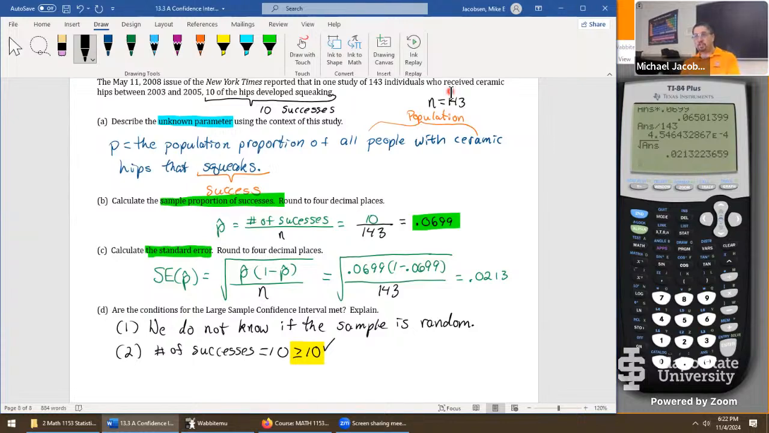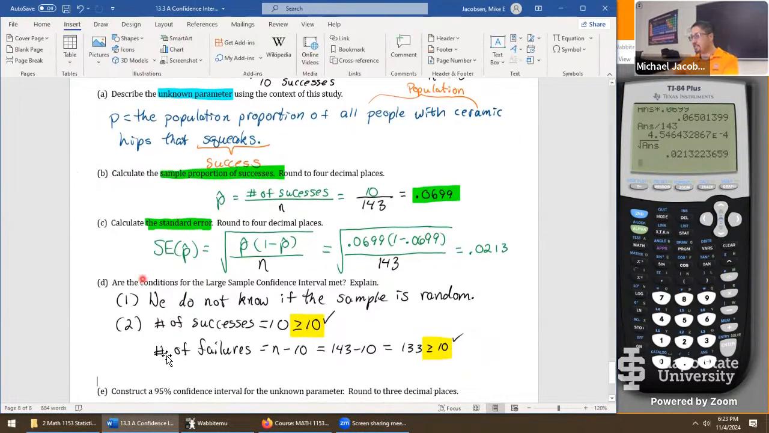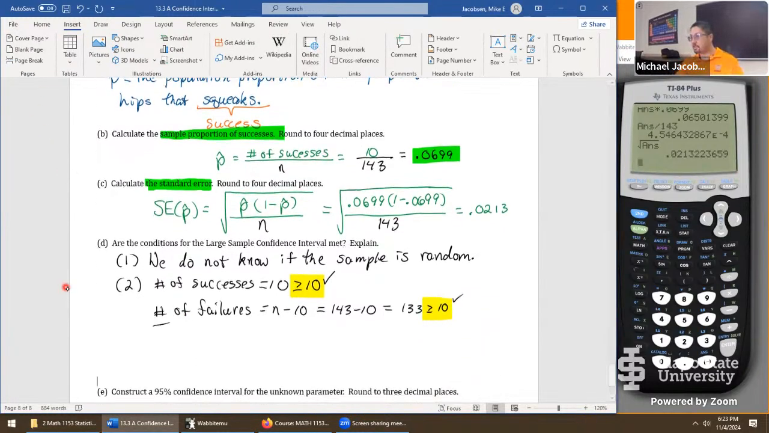And then just turning over to the failures, we'd say number of failures equals, we can take the sample size n minus the 10 from the line above. So it's 143 minus 10, and we get 133. Here's the other obviously true statement, but let's say it for the sake of the notes. That part's also greater than or equal to 10. We'll check there to convey we're happy with that. So we can now say the sample size is large enough.